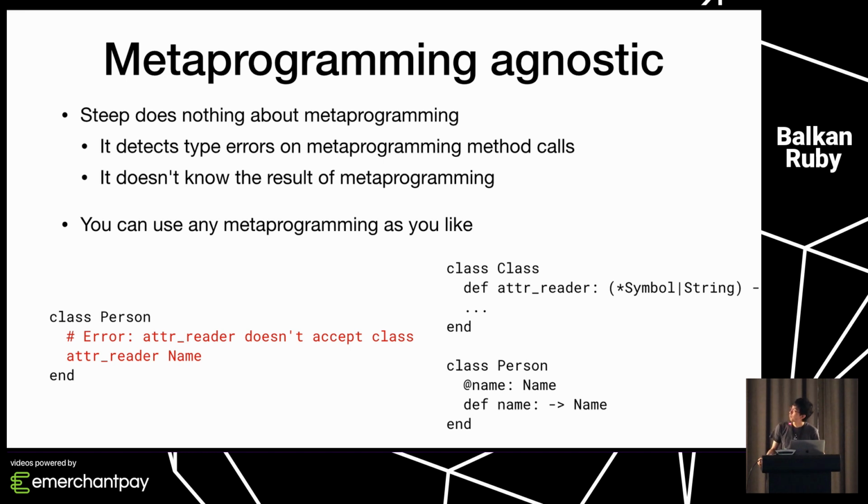So in this case, we have a Person class, and we use attr_reader. We want to define two things: the instance variable and the name method. You have to expand what will happen after the attr_reader method call. So this is the signature of the Person class. It defines the instance variable and the name method. But if you write Ruby code like this, we should write something like a symbol, colon name, but it has a mistake: you write the capitalized constant name. So it will find an error. The symbol or string is expected as an argument of attr_reader, but you wrote a class. So Steep will find it like this.